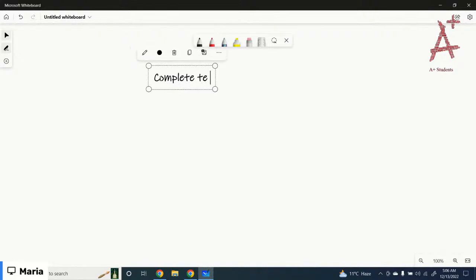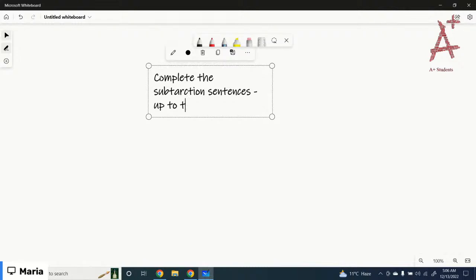Complete the subtraction sentences up to 3 digits.